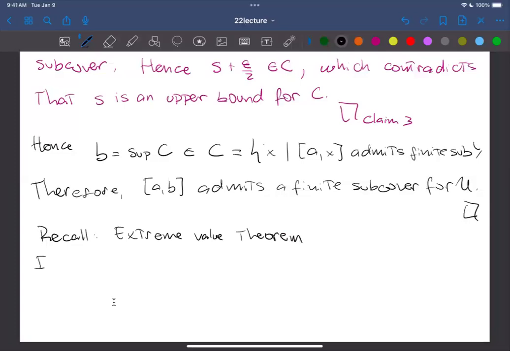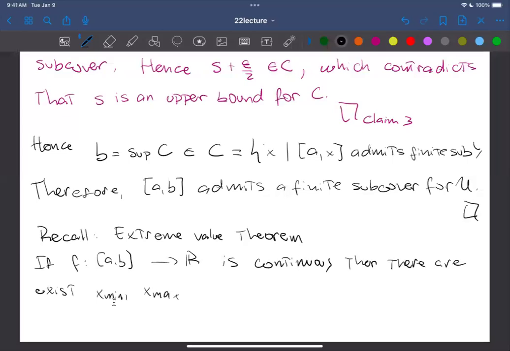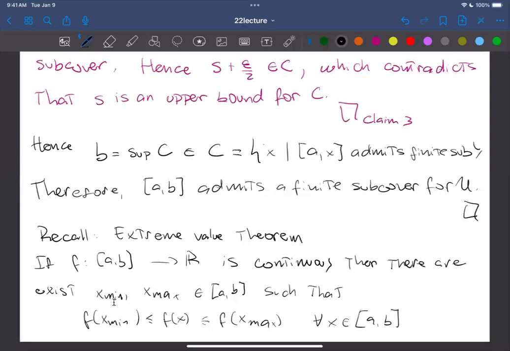That's telling you if you have a function from [A,B] to the reals, so they should be closed, that is continuous, then it will attain the maximum and minimum values. Then there are some points, there exist x min, x max in [A,B] such that f at x min is going to be smaller or equal to f of x, smaller or equal to f at x max. And that's for every x in [A,B]. And that's just the consequence of the interval [A,B] being compact. That's what we're going to discuss next class. Are there any questions?